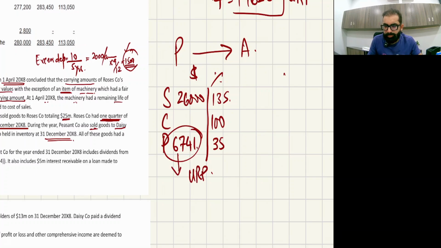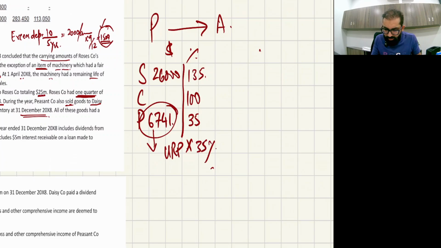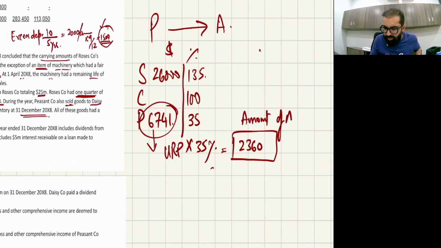In case of associate, this is complete URP, but be careful, there is a difference between subsidiary and associate. Whenever you are solving for subsidiary, you make double entry for complete unrealized profit, but whenever you are solving for associate, you first multiply your URP with the holding percentage, which is 35%. So now you will get the amount of adjustment, 2360. This is the amount of adjustment, and this you will be adjusting.